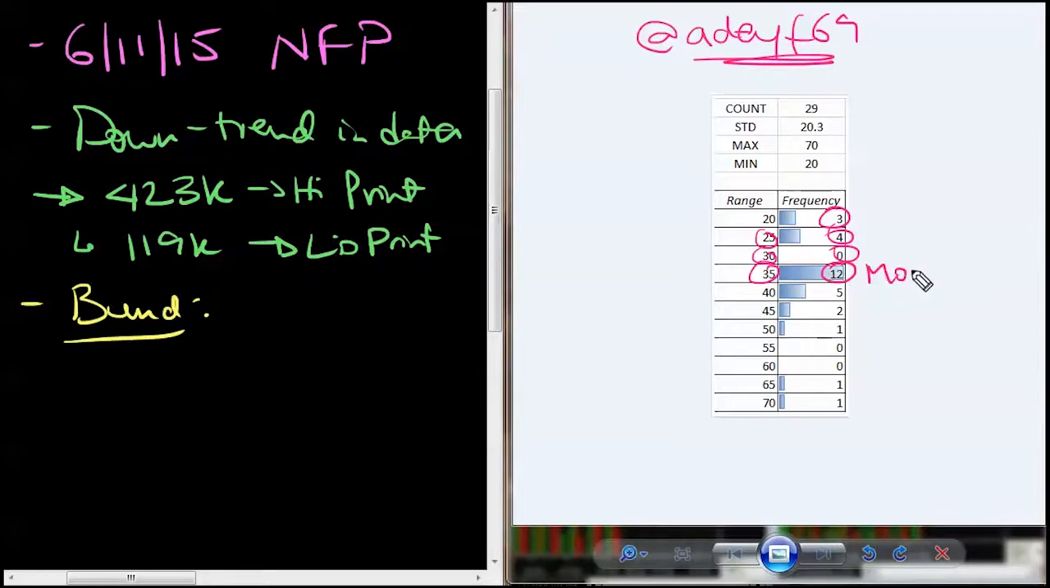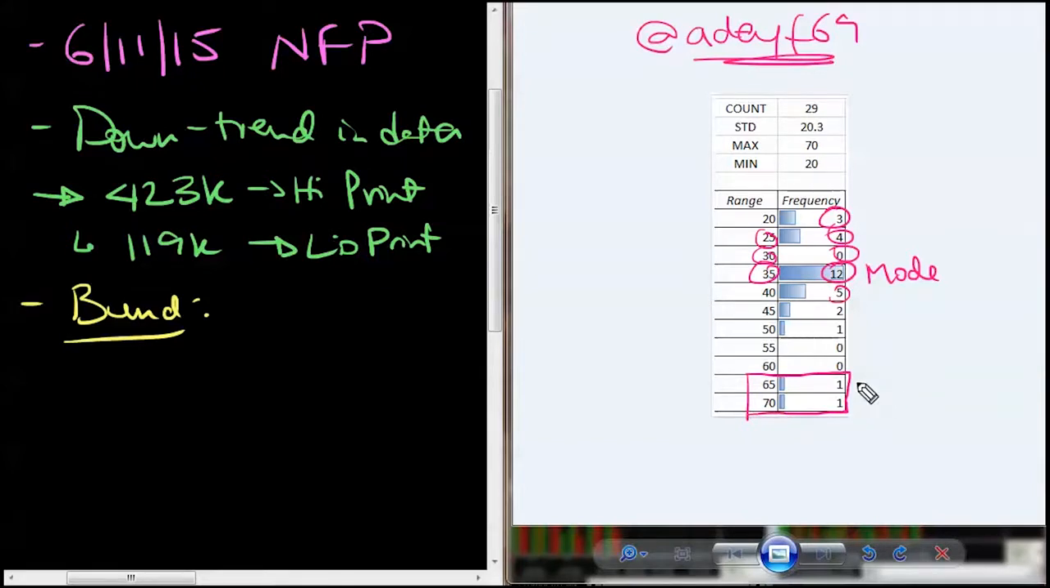35 we've got 12 times. That is our mode. So more often than not we're getting a 35 tick move after the figure. And then we get 40 tick 5 times, and likewise for the rest of these. You've got a couple of outliers at 65 and 70 ticks. These are probably moves when you see very, very high prints or very, very low prints.